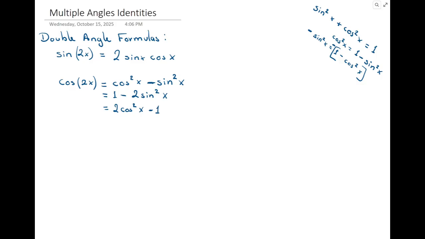So those are three different versions of cosine 2x, but they all emerge from the same identity. It's just using the Pythagorean identity sine squared plus cosine squared equals 1 to rewrite in terms of other things. All right, the tangent we're going to put on pause because we're going to look at that next video. And so now I just want to put that in perspective, use it as an example, see how that will be helpful. So example 1.